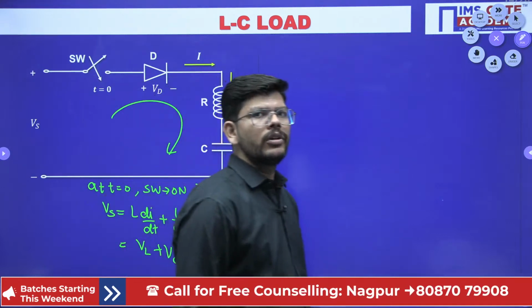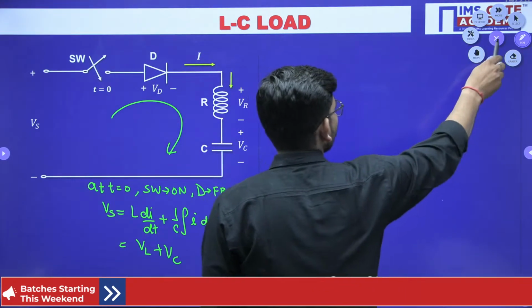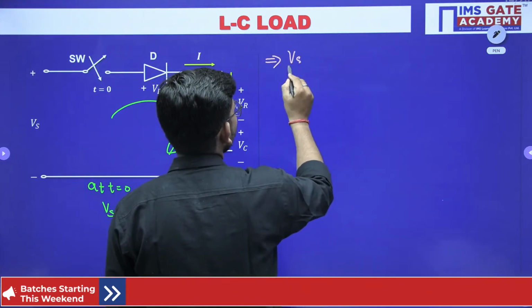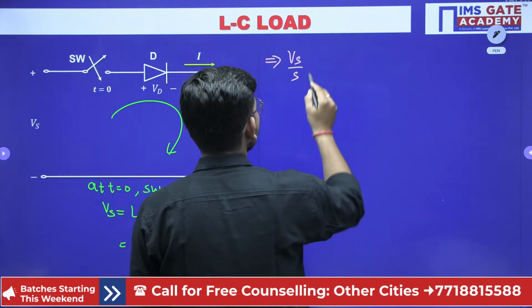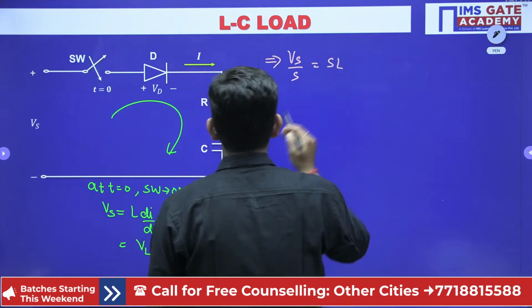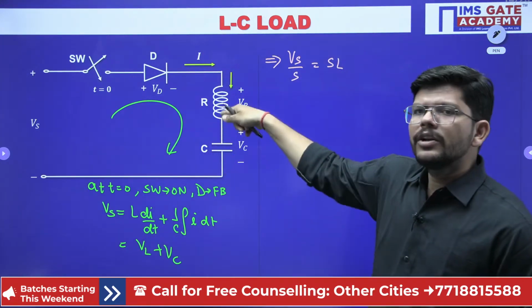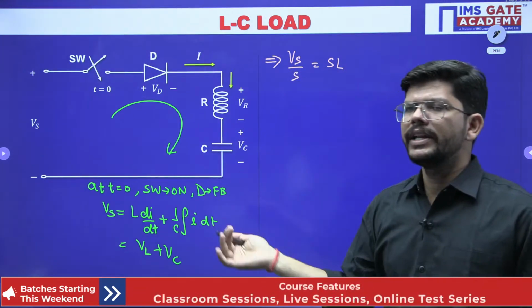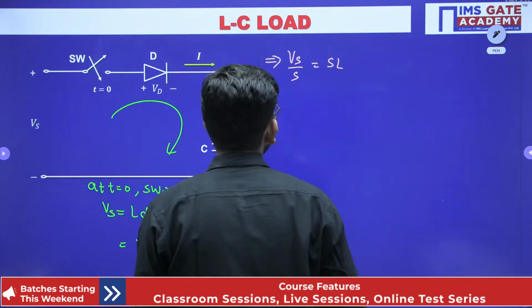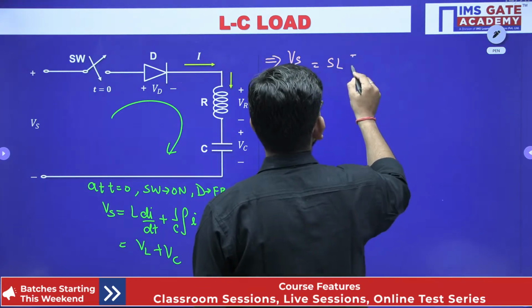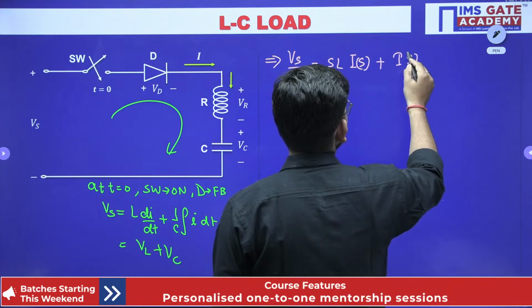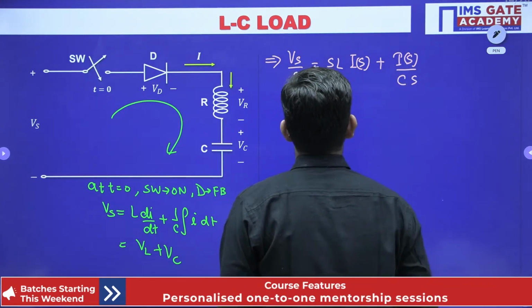Now we have to solve this equation, and we are solving it by applying the Laplace transform. If we take the Laplace transform, we are going to get sL. Since right now there are no initial conditions in this circuit, I can move to the very next step. If there are no initial conditions, we are going to get s into L I(s) plus I(s) upon Cs, isn't it?